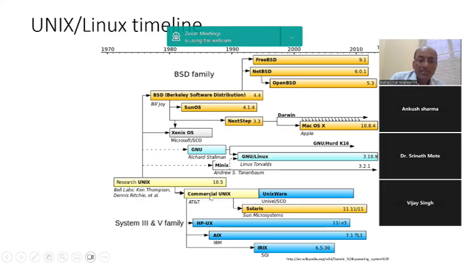Here it separated into commercial versions. AT&T launched one version, Solaris, and another company, HP, launched HP-UX, and IBM launched its own version, but with the same code that was developed at AT&T Lab by Ken Thompson and Dennis Ritchie. And SGI developed IRIX. And this is the open BSD, Berkeley Software Distributions. And generally we use these software.